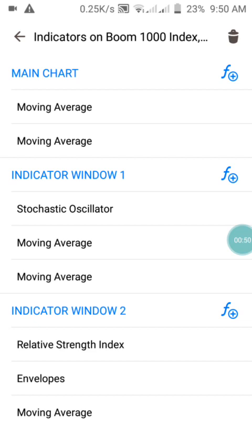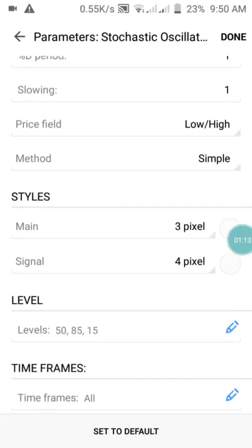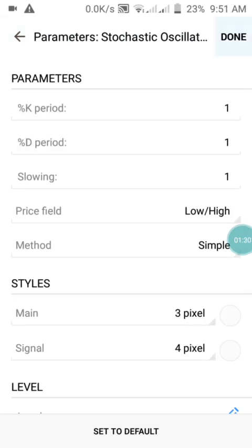We are going to start from indicator window 1, where we have our stochastic oscillator. We have our K period at 1, our D period at 1, our slowing at 1, and our price field low/high. We have our method to be simple, and our style to be white, which will be the color of your background. Also we have different levels here: 50, 85, and 15, which is take profit 1. We have the zone levels, the buy zone and sell level. Just set it up like this.